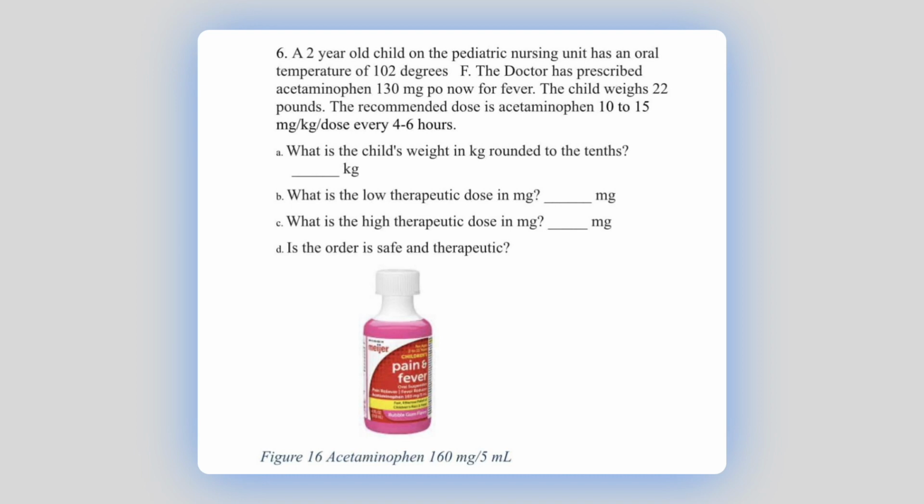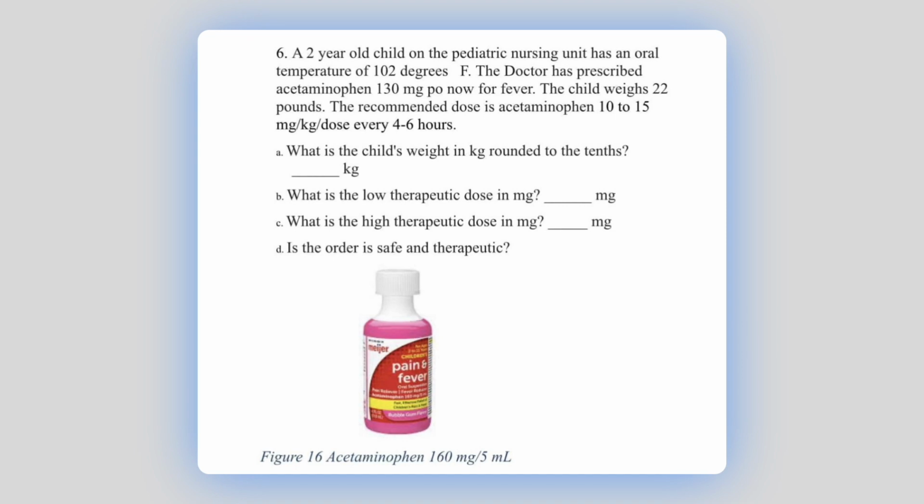So here's the question that was posted on this group. You have a 2-year-old child that comes in on the pediatric nursing unit, with an oral temperature of 102 degrees Fahrenheit. So they do have a fever. The doctor has prescribed acetaminophen, 130 milligrams per oral PO now for the fever. The child weighs 22 pounds. The recommended dose for acetaminophen is 10 to 15 milligrams per kilo per dose every 4 to 6 hours.